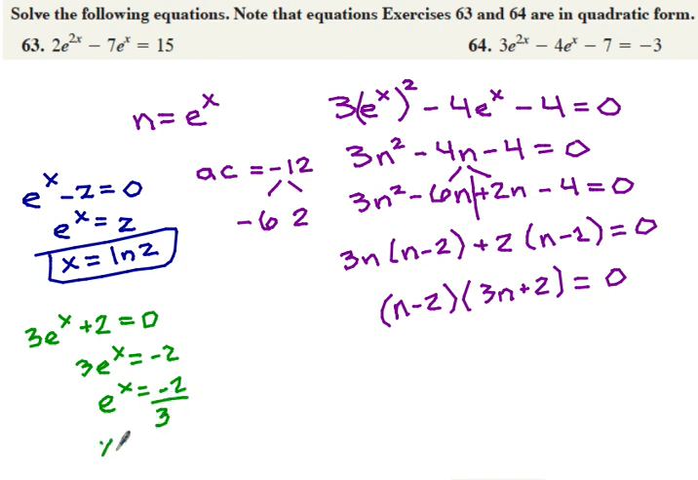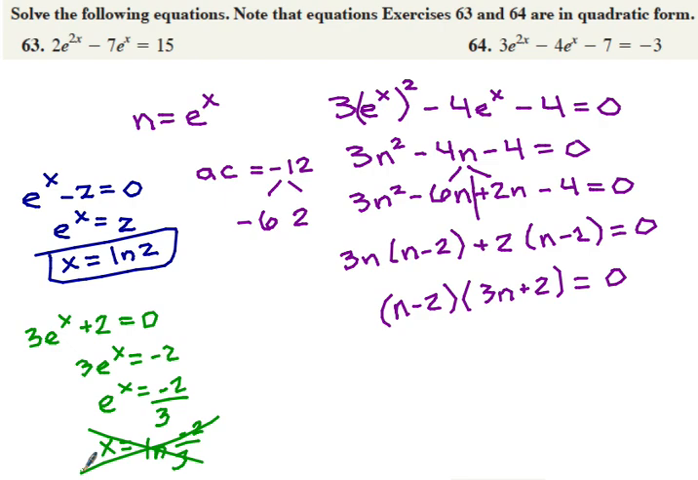So what is the natural log of negative 2/3? Somebody give me a decimal approximation. Type that in the calculator. What happens? Error, error, error. Why? Perfect. We cannot take a log of a negative. So this solution is not real.